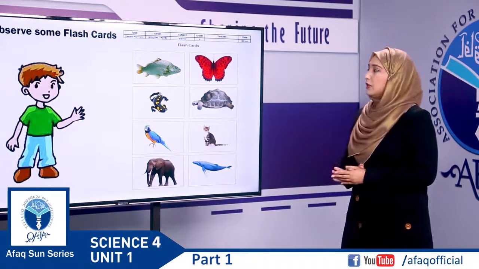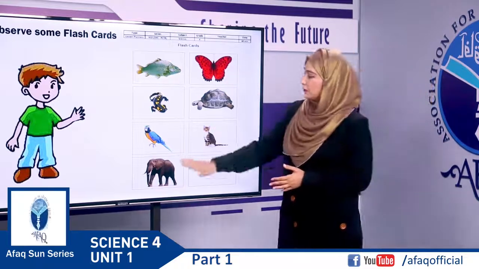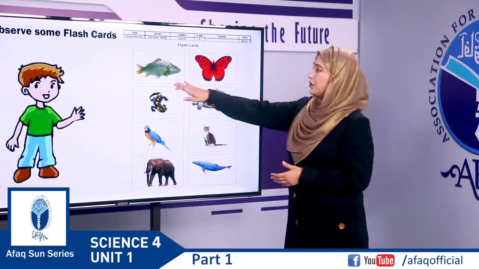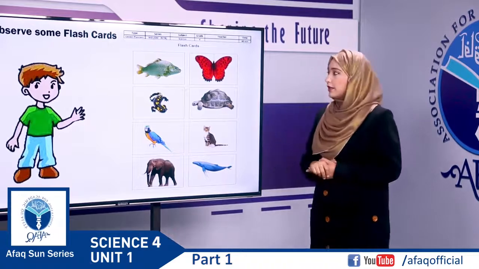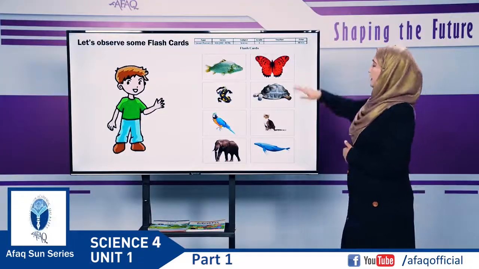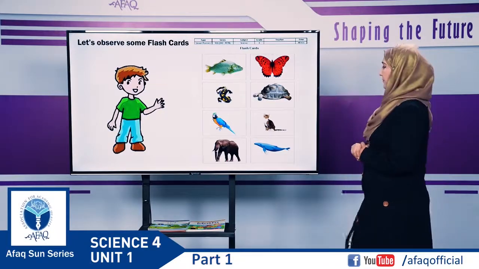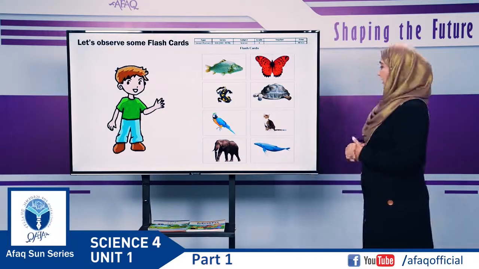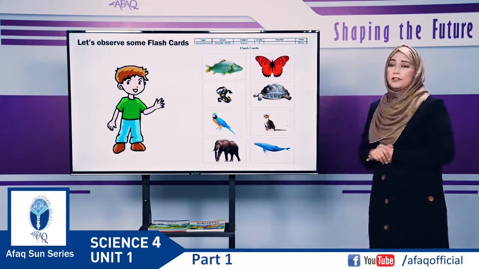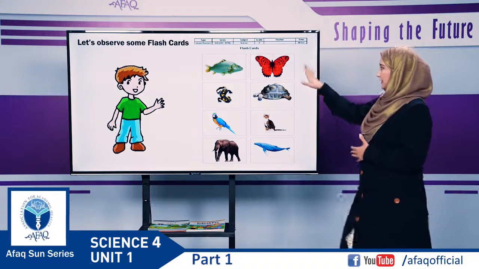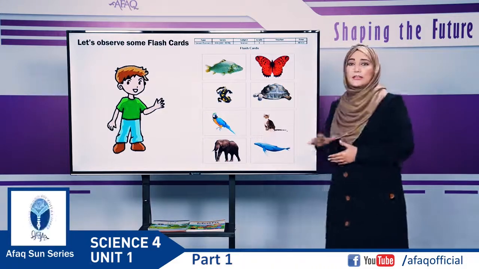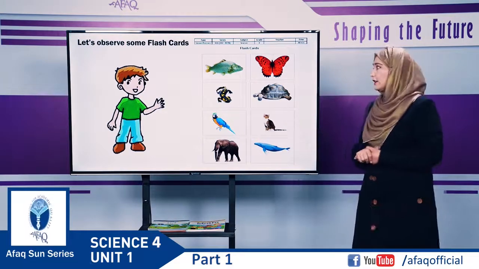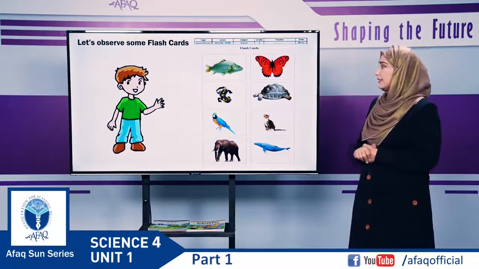Okay, now look at these flashcards. What can you see in these flashcards? You can see a fish that swims in water, a butterfly that flutters in air, an elephant that lives in a jungle, or a cat that may live with you. All these things are called living things because they can move, they can walk, they can grow in size.